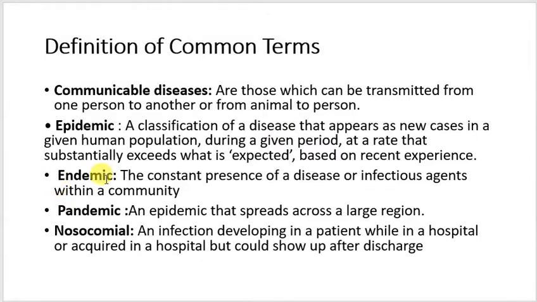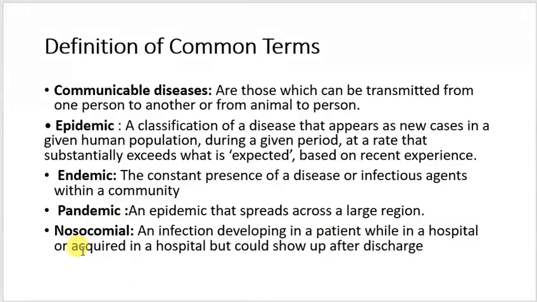And endemic is a term which describes the constant presence of a disease in a human population or in a given community. Not only the presence of a disease, but also the presence of an infectious agent capable of causing disease in a given community can be termed as endemic. And the term pandemic is a disease which affects a large area or large populations. You can have a disease which affects a large continent or a large country. So this is a pandemic.